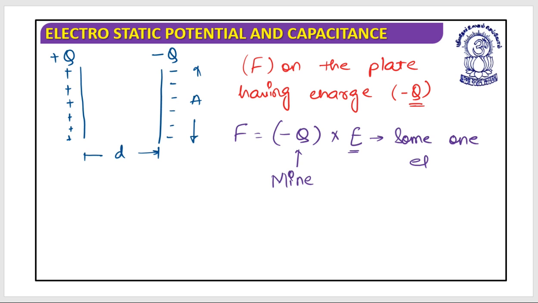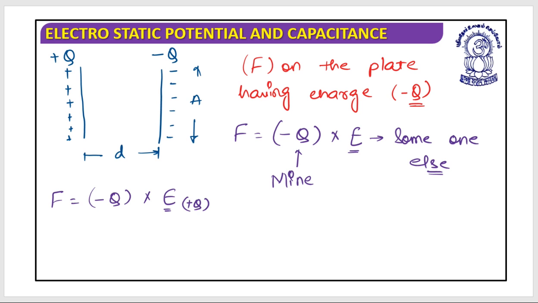I hope you remember this. Yes, it's the first unit, electric charge and fields. This charge will be mine, but the electric field will be of someone else. So if I write F is equal to minus Q into E, then the electric field will be provided by the plus Q charge plate.